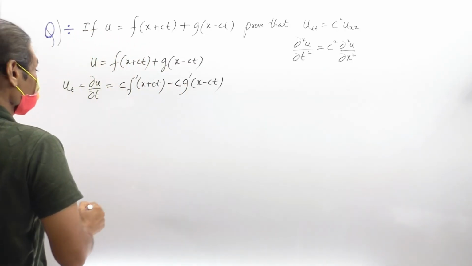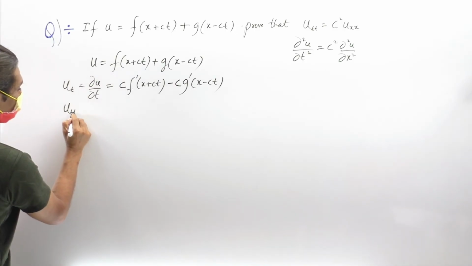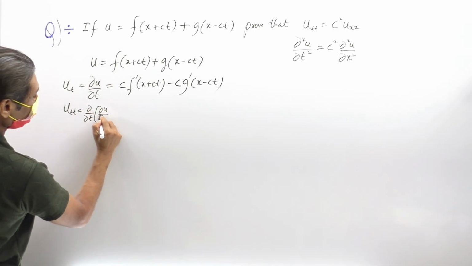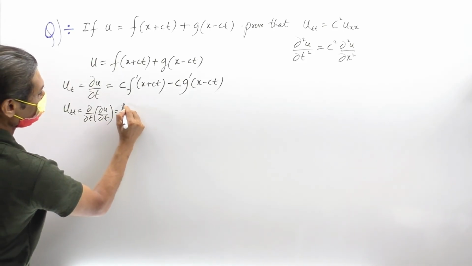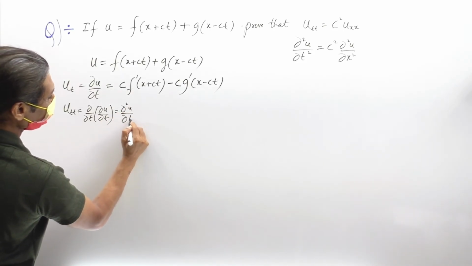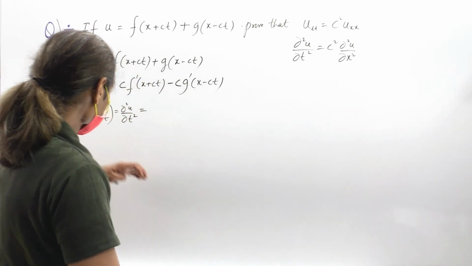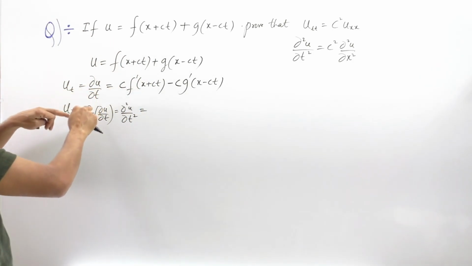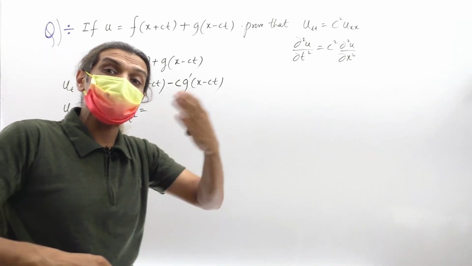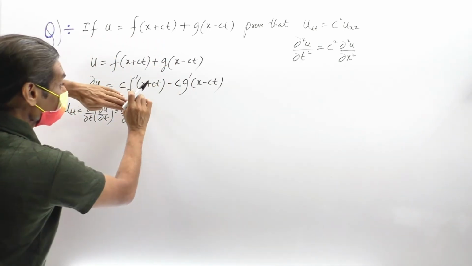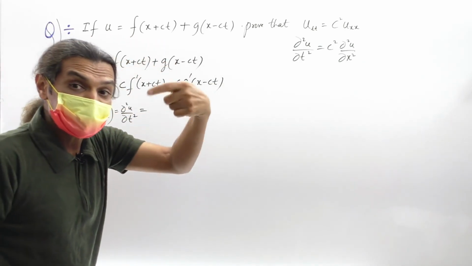That's it. Now u double t will be what? Dou by dou t of dou u by dou t, that is dou square u by dou t square. That means you differentiated with respect to t, and again you need to do one more time with respect to t. So again this one will be differentiated with respect to t.